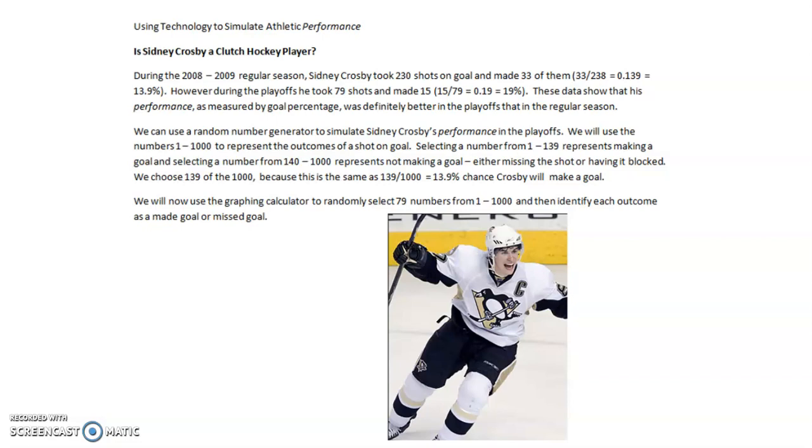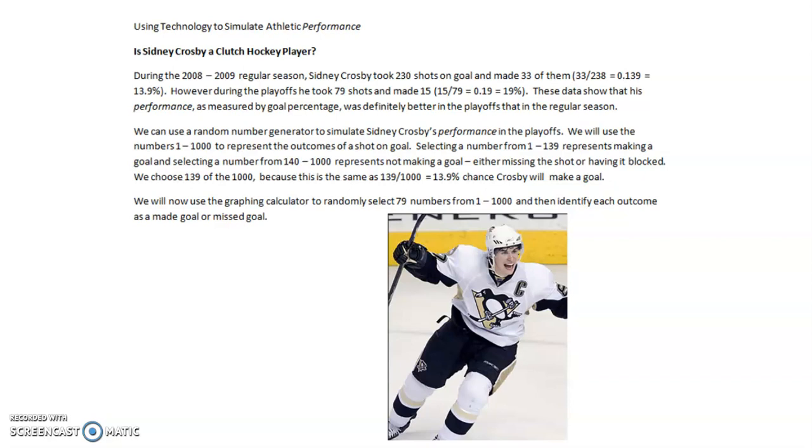regular season. We can use a random number generator to simulate Sidney Crosby's performance in the playoffs. We will use the numbers 1 to 1,000 to represent the outcomes of a shot on goal. Selecting a number from 1 to 139 represents making a goal, and selecting a number from 140 to 1,000 represents not making a goal, either missing the shot or having it blocked. We choose 139 because that is the same as 139 out of 1,000, which is the 13.9% chance that we found.